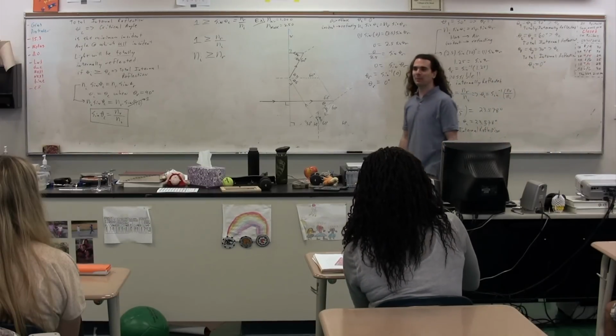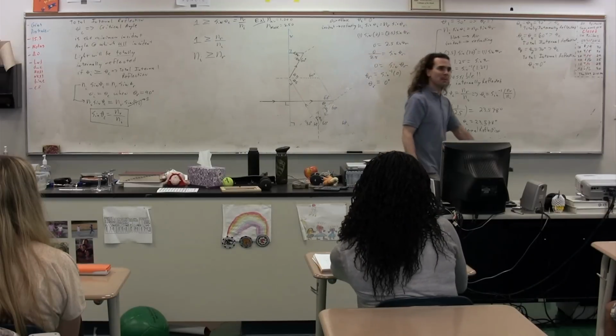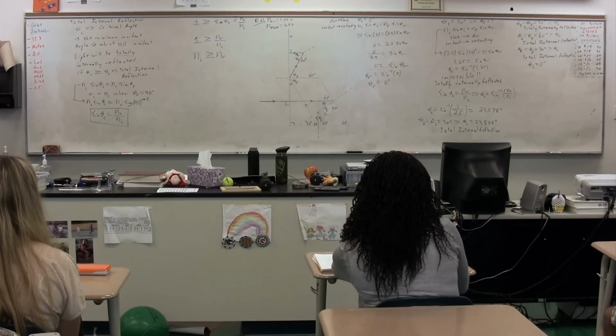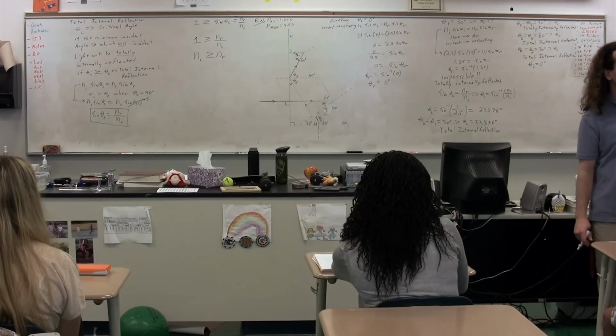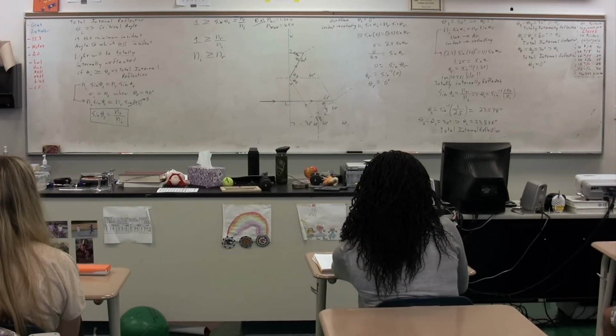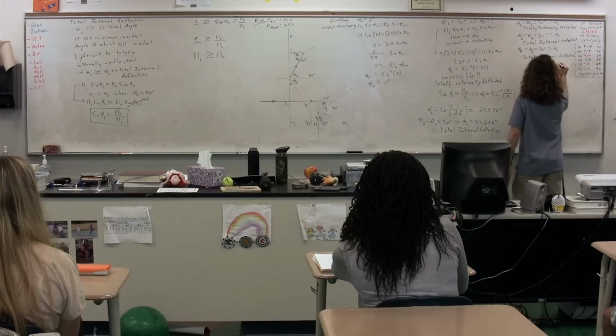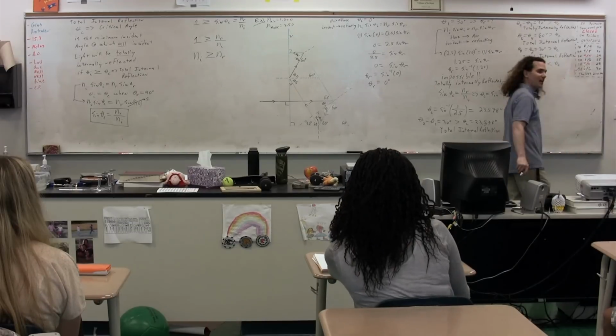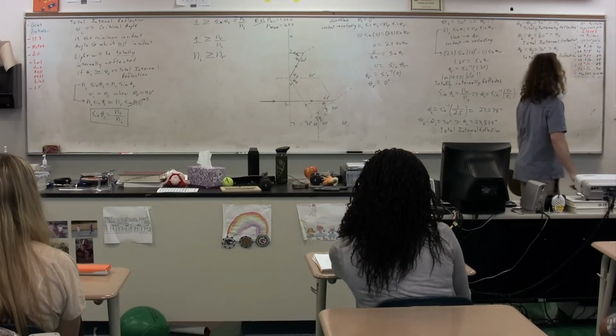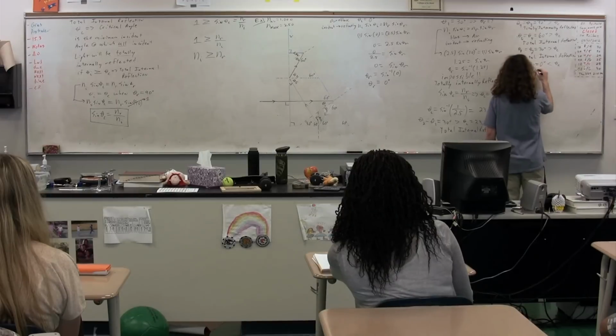So what happens now? Kevin. The incident angle is less than the critical. Okay, so now the incident angle is less than the critical angle. Therefore, what happens? Therefore, it's refracted. We have, finally, refraction.